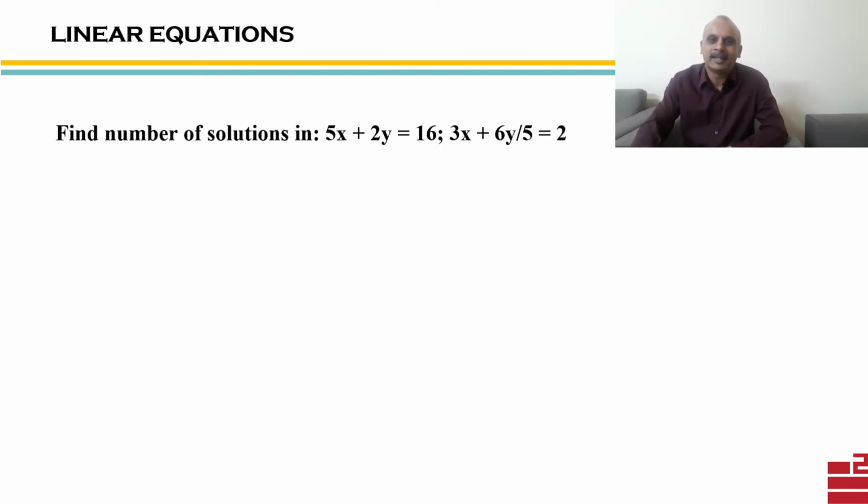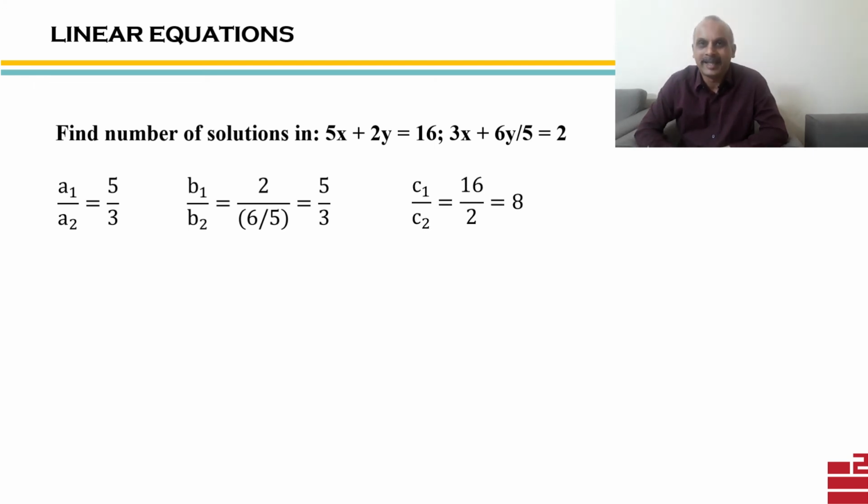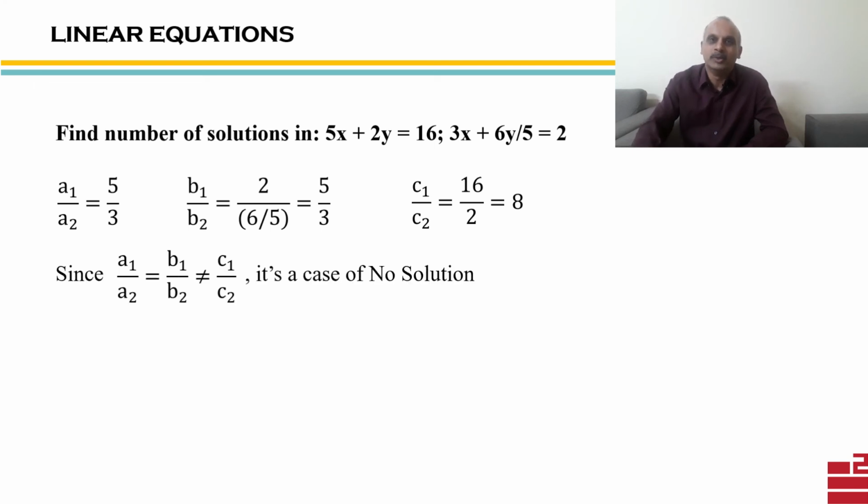Now in this, we'll again see how many solutions there are. We will see the ratios. So what ratios? a1 by a2 is 5 by 3. b1 by b2 after simplification comes out to be again 5 by 3. And what about c1 by c2? This comes out to 8. So which condition does it refer to? a1 by a2 is equal to b1 by b2 but not equal to c1 by c2. And therefore, it's a case of no solution.